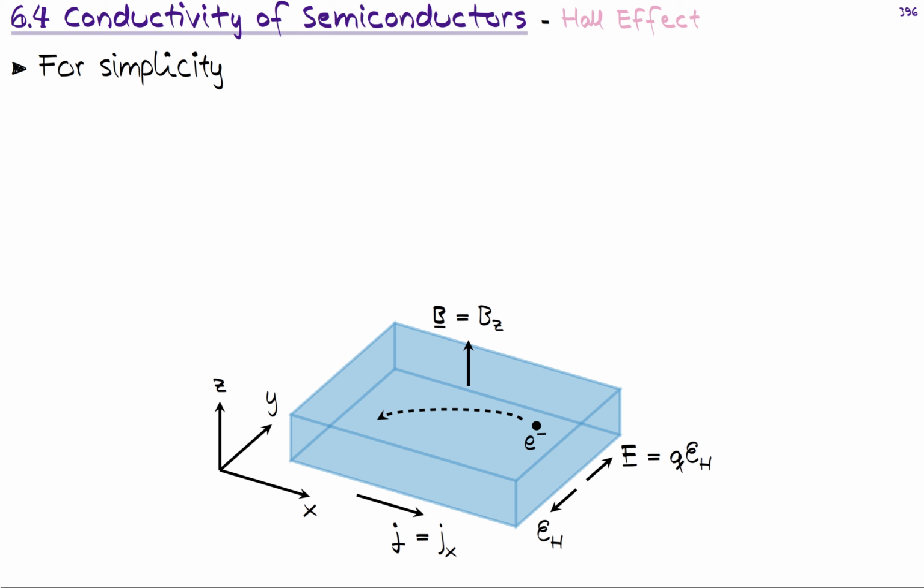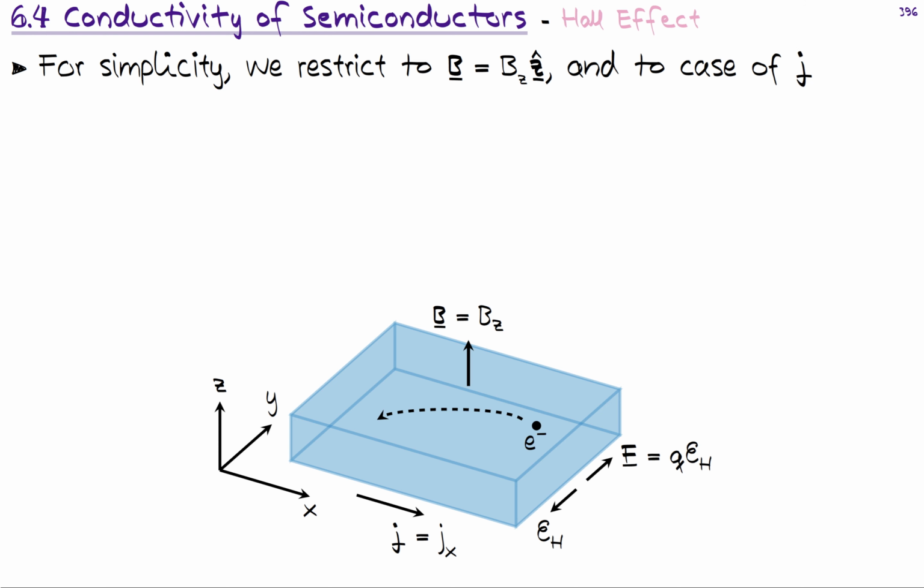So for simplicity, let's just consider a case where the magnetic field is only pointing along the z direction. So it has the amplitude Bz, and it's only pointing along the z direction. So the z hat is our unit vector pointing along z. And we only consider the case that the current is only flowing along the x direction. So this is also for conceptual clarity of things.